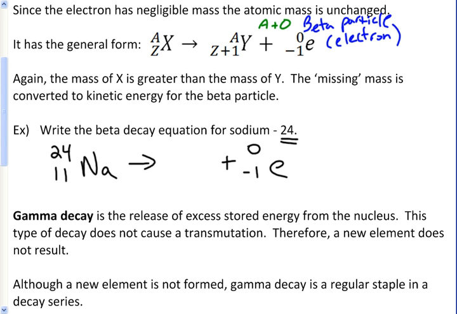Now, what I want to do is recognize that my daughter nucleus is going to be whatever my atomic number was before, plus 1. So 11 plus 1 is 12. And my atomic mass stays the same. So if it was 24 before, it's going to be 24 afterwards. And the element that has 12 protons in its nucleus is magnesium. So I have changed the element by changing the number of protons in the nucleus.